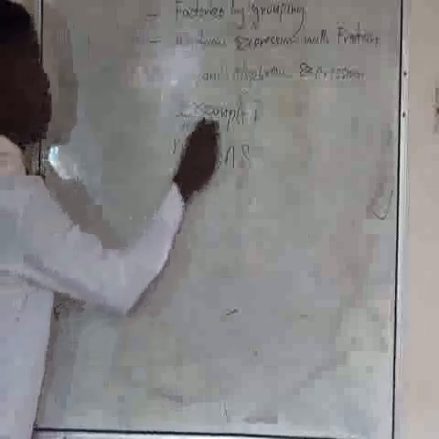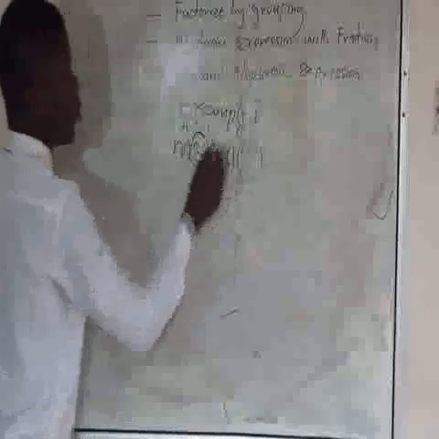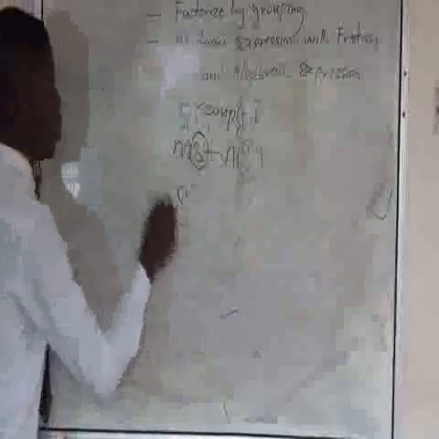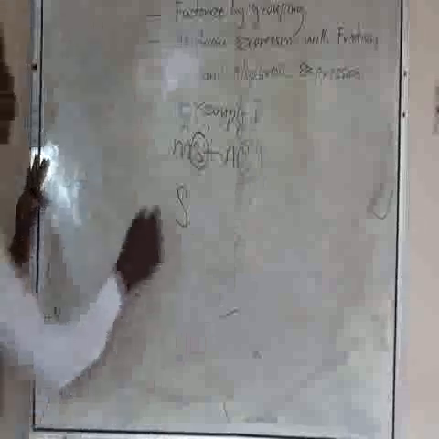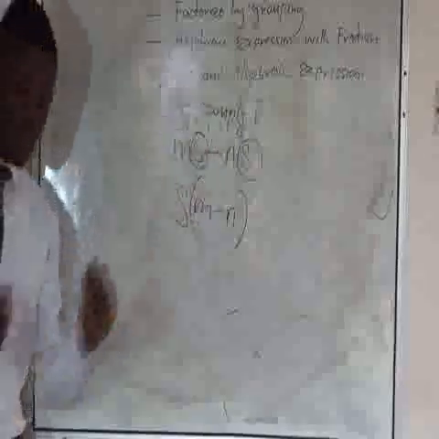Call this group A, this group B. x is common in group A. x is common in group B. You bring it out. It will serve as 1x. Then you put your bracket. m minus n will be inside the bracket because they are not common. Good.